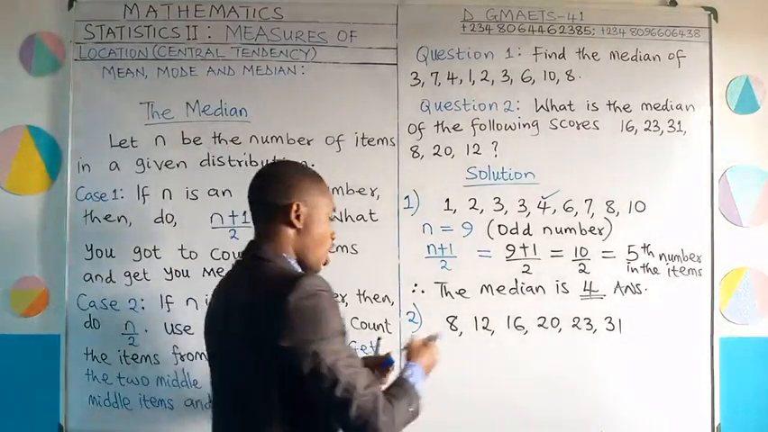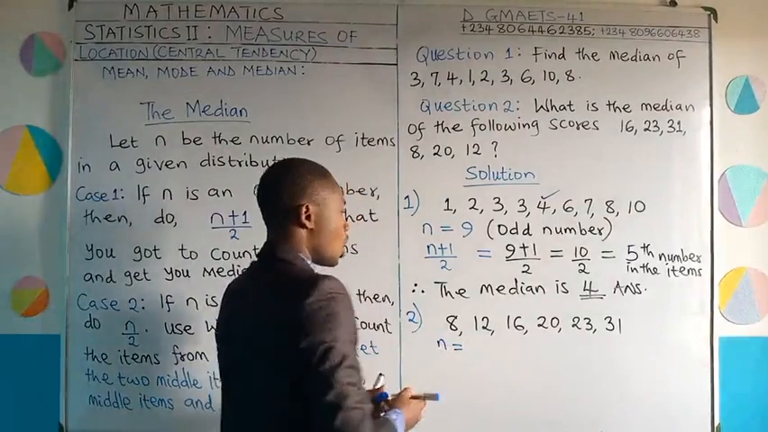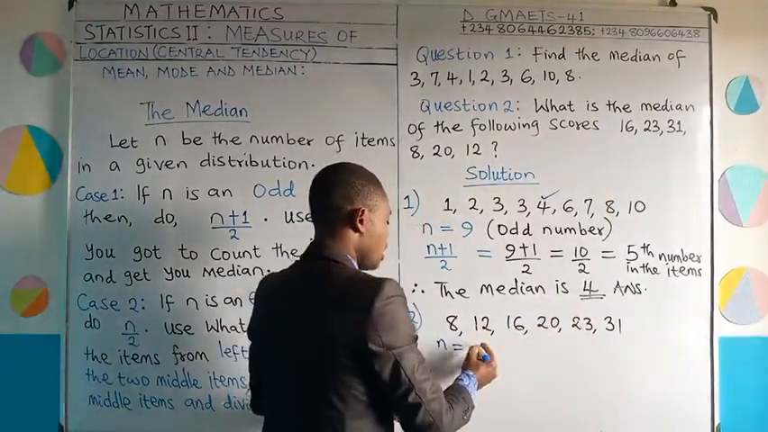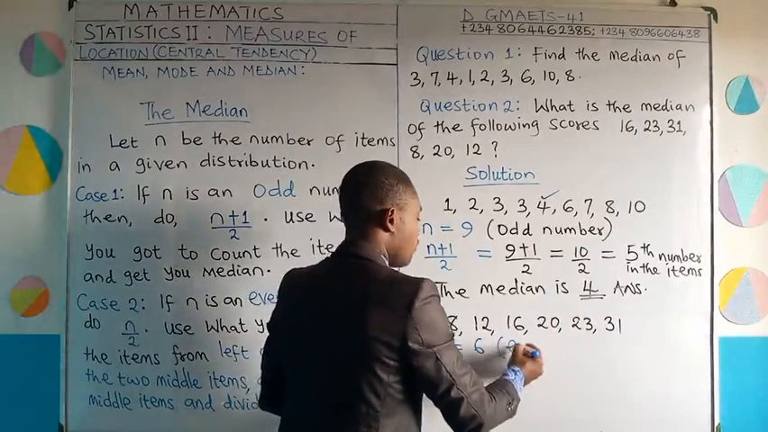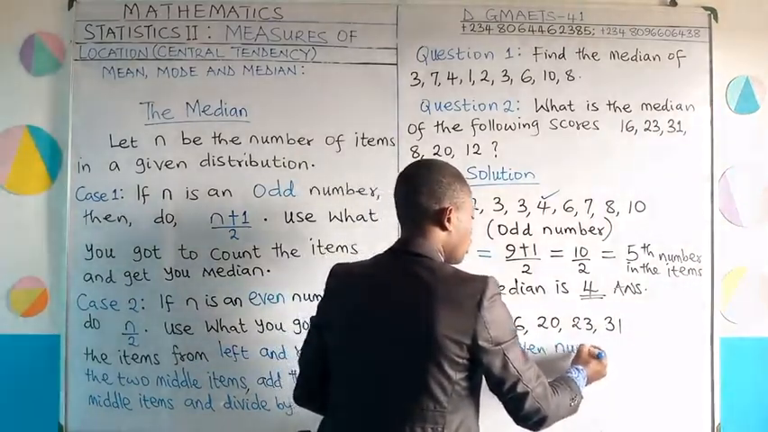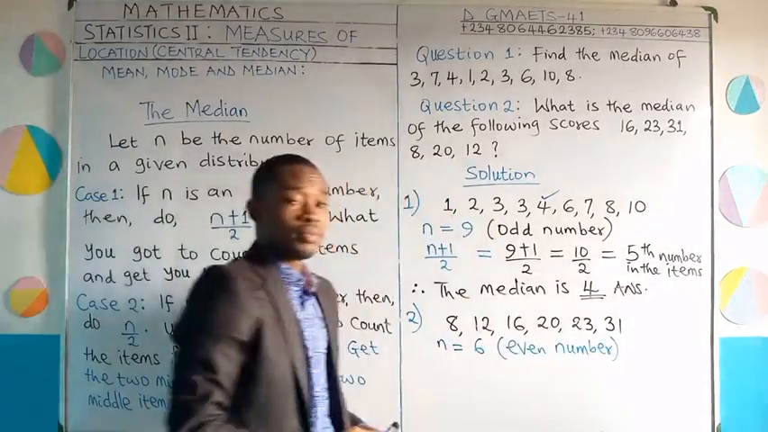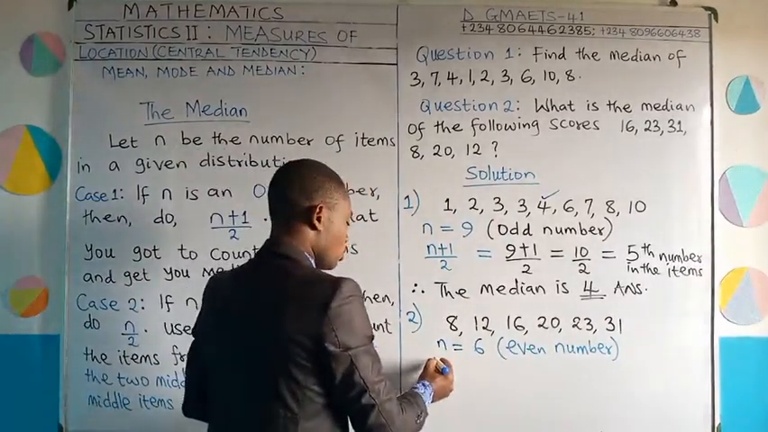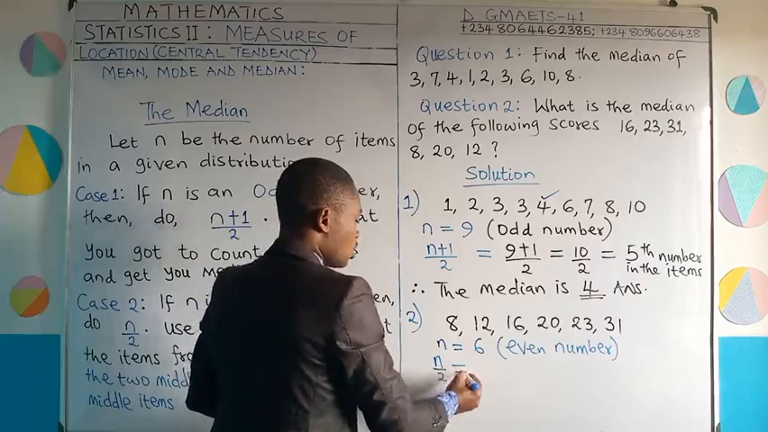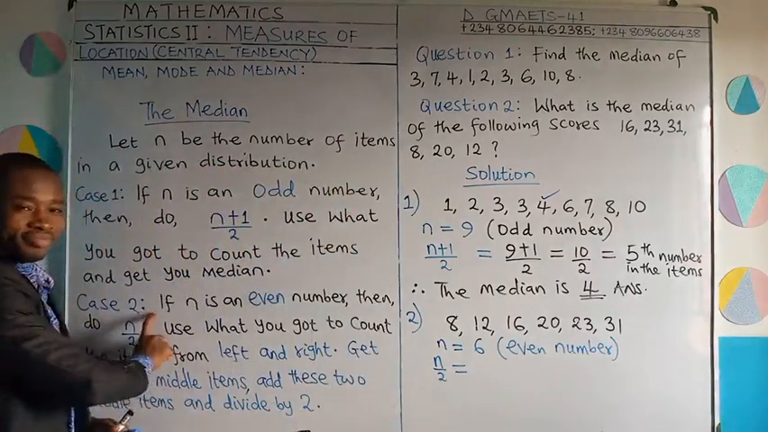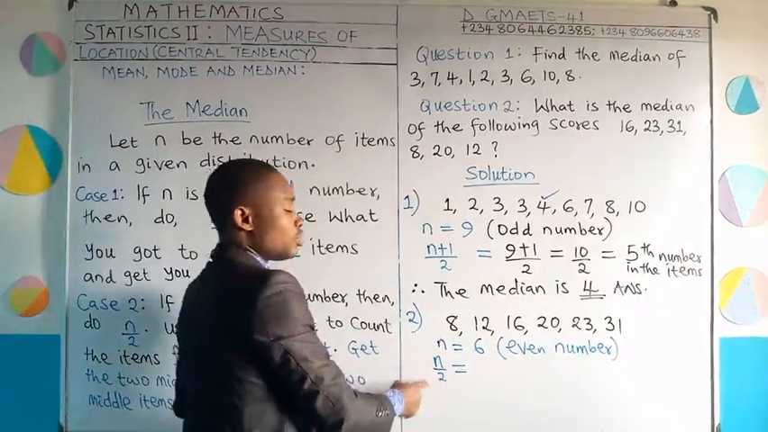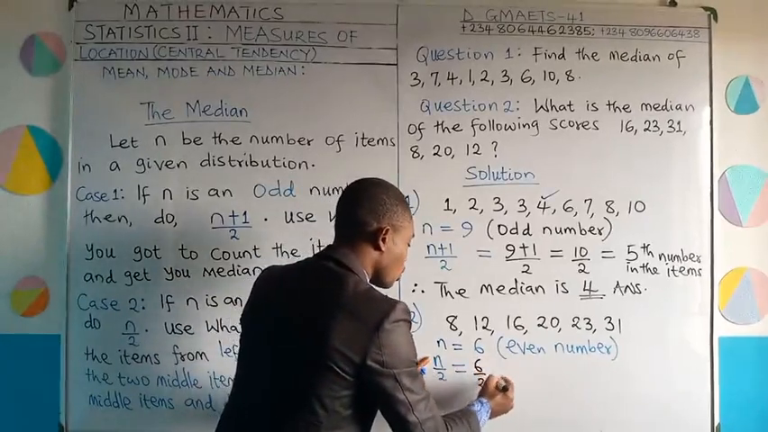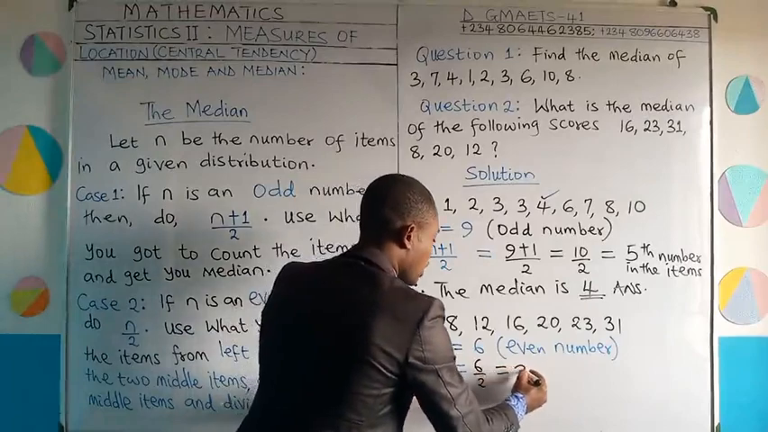So let us check for n. Is n an even number or odd number? Let's count. 1, 2, 3, 4, 5, 6. n is equal to 6. 6 is an even number, because 2 can divide 6. So we are going to do n over 2. That is case 2 here. n over 2 is 6 divided by 2. You substitute for n, which is 6, and divide it by 2. That is going to give us 3.